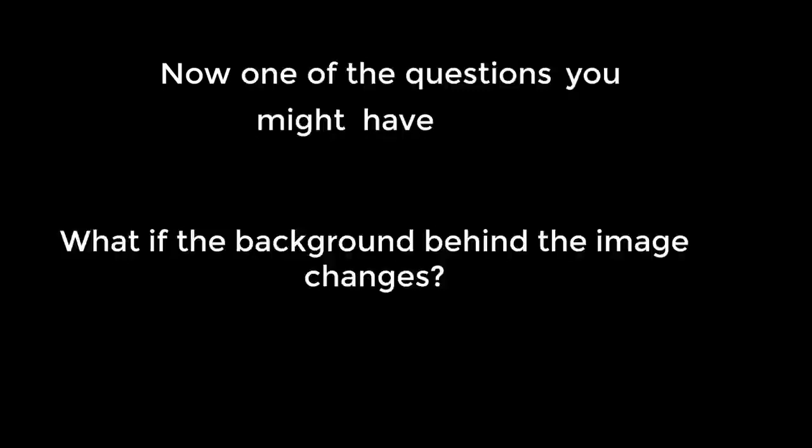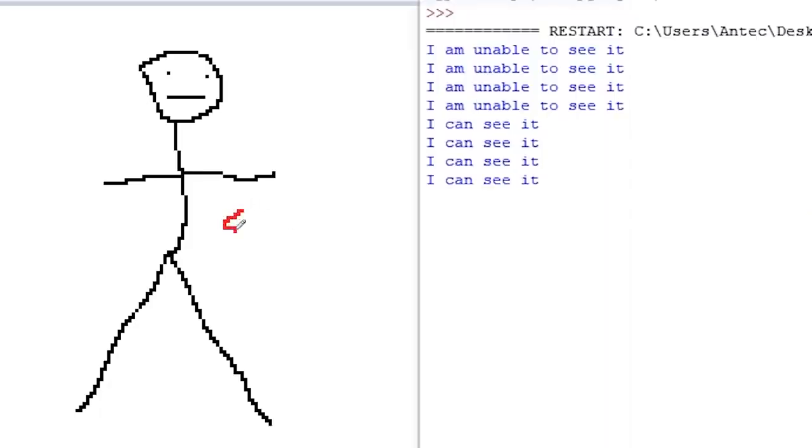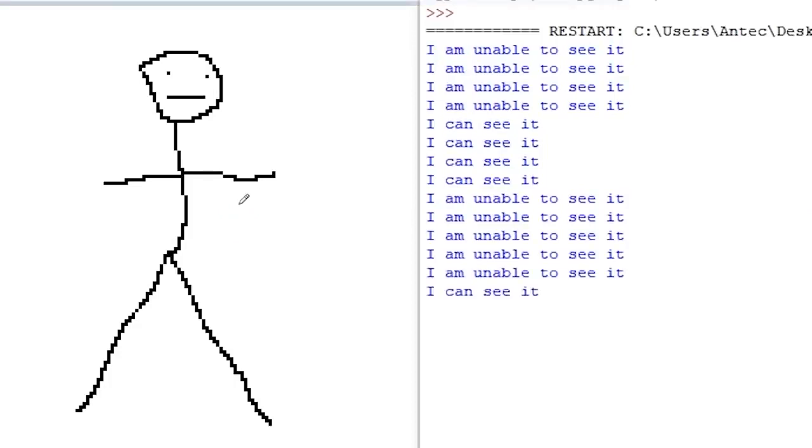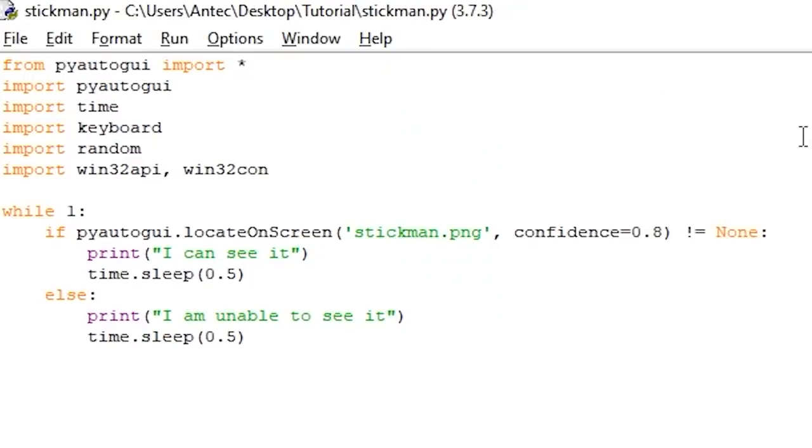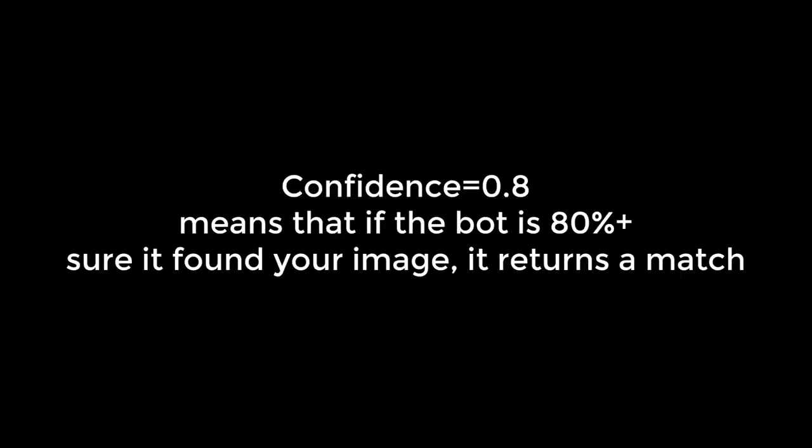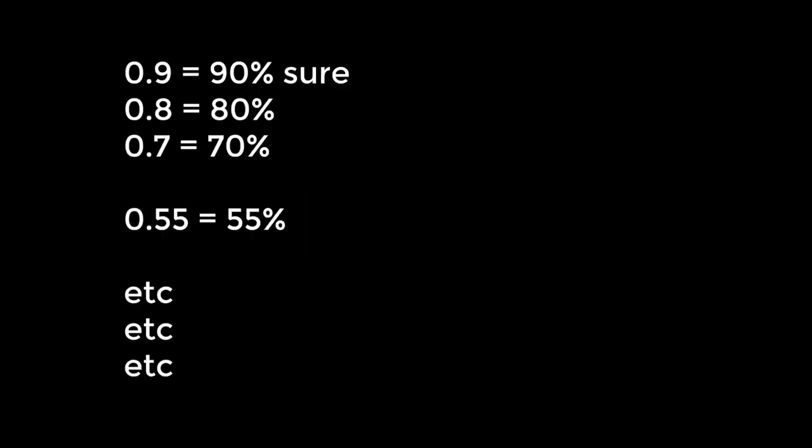Now, one of the questions you might have is, what if the background of the image I am trying to detect changes? For example, if I were to put this disturbance here, the script wouldn't detect the stickman since it's not an identical match. To fix this, we simply add the confidence parameter in the locateOnScreen like this. Let me explain. When the bot looks at the screen, it checks every pixel and gives a percentage chance probability of finding a match to the image you're asking it to search for. By default, pyautogui only gives an output when it's 100% sure of having a match, but by using confidence 0.8, we tell it that if it's 80% sure or more to have found the image, it finds it. You can of course adjust the value to whatever you need.